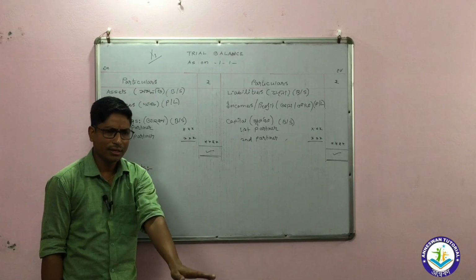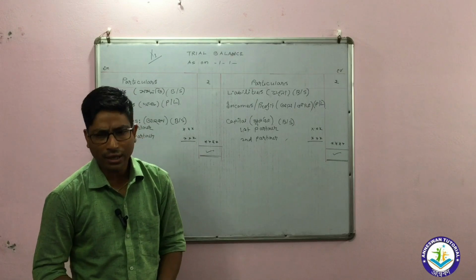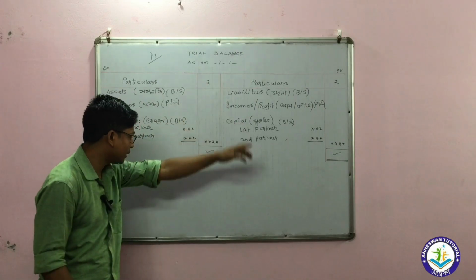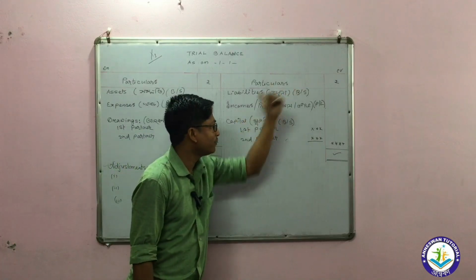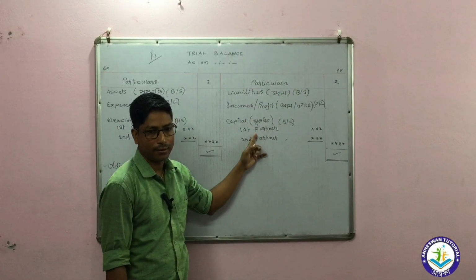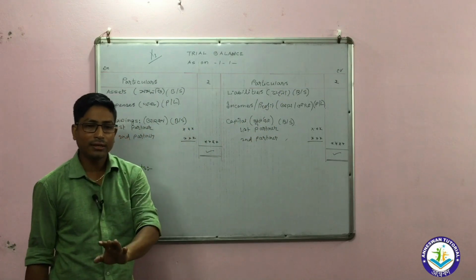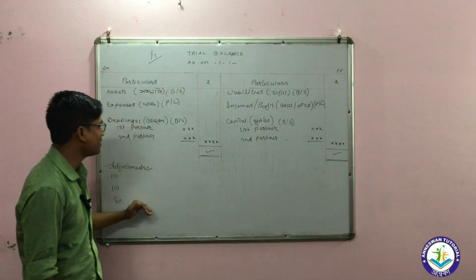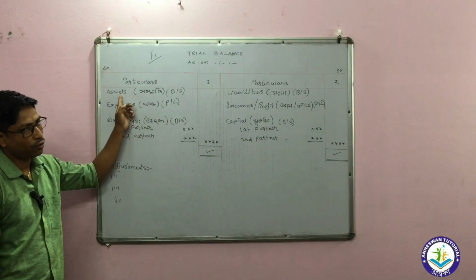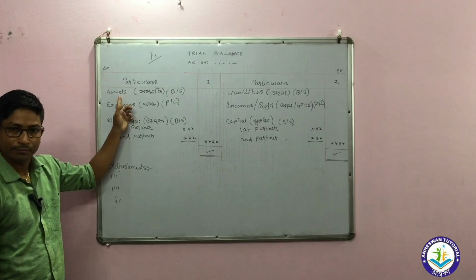Suppose you need to know the amount of capital, you don't need to search the entire question, just go to the credit side of the trial balance and it is there. Suppose you need a particular asset, then you don't need to go to the credit side and adjustment, just go to the debit side of the trial balance, it will be right there.